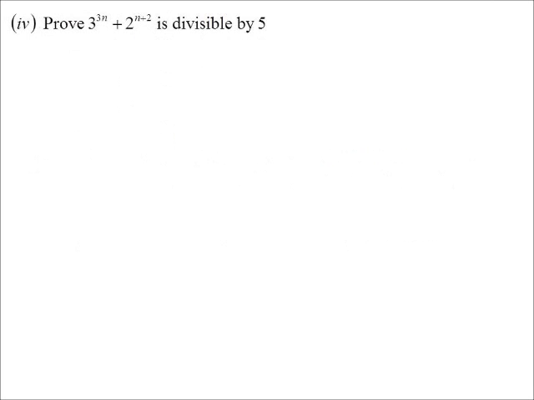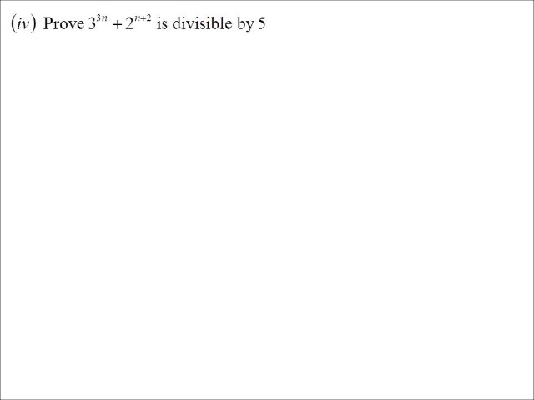So 3 to the power of 3n plus 2 to the power of n plus 2, this time divisible by 5. This time it's not immediately obvious. Like the last one, it was obvious. We got 3 consecutive numbers. Yep, we could see that. Why is this always going to be divisible by 5?